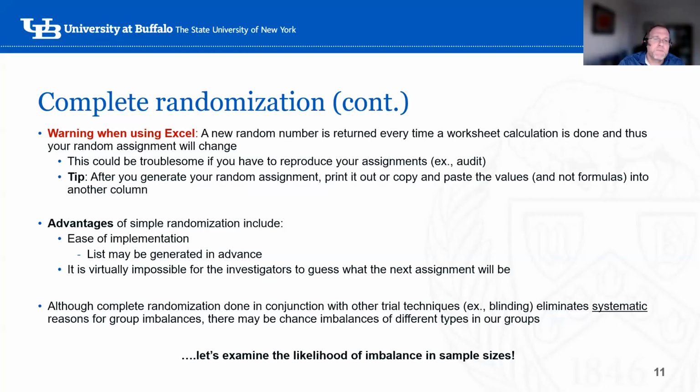Now, the advantages of complete randomization is it's super simple. It took me like 2 seconds to generate that list. And also, as long as you don't make that list public, it's impossible for someone to guess what the next assignment is. I point that out because with some of the procedures we're going to talk about later on, that's not true. So I can go ahead and use complete randomization.